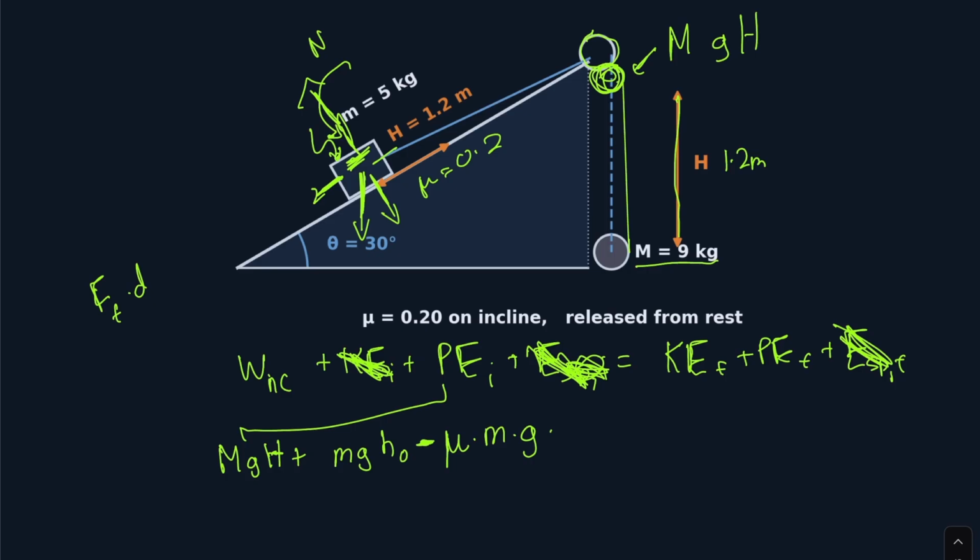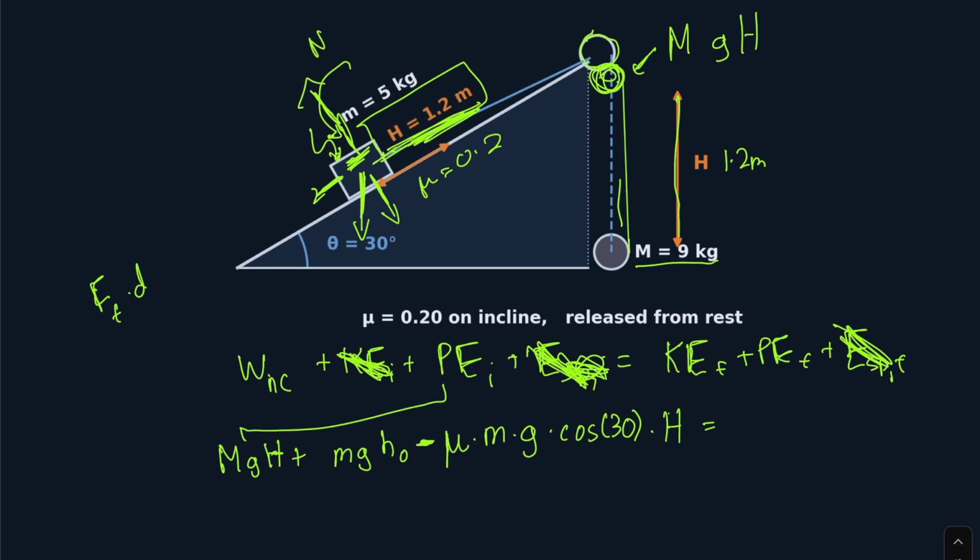So it's going to be cosine 30 times d, which is how far it travels, or h, right? Because it travels 1.2 meters. If this goes down 1.2 meters, it pulls this block a distance of 1.2 meters, so it travels that much. That is equal to kinetic energy final.